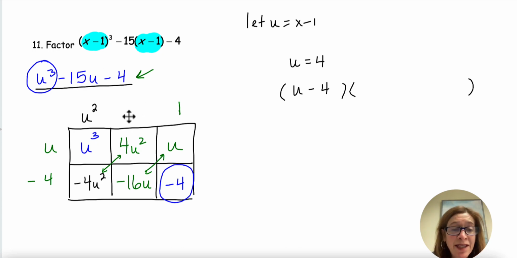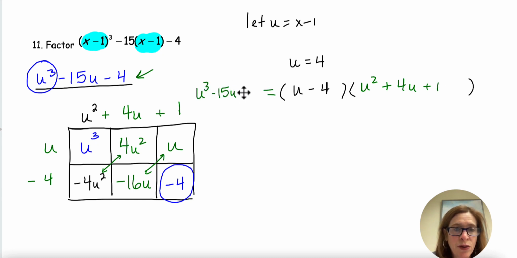All right, so that means that in this box right here, I'd have 4U. And so there is my other factor. U minus 4, U squared plus 4U plus 1. And we know that would equal u cubed minus 15u minus 4.